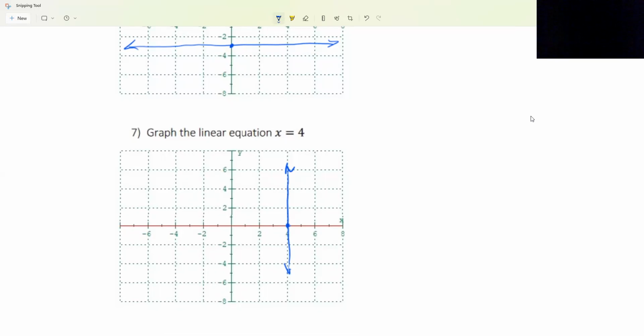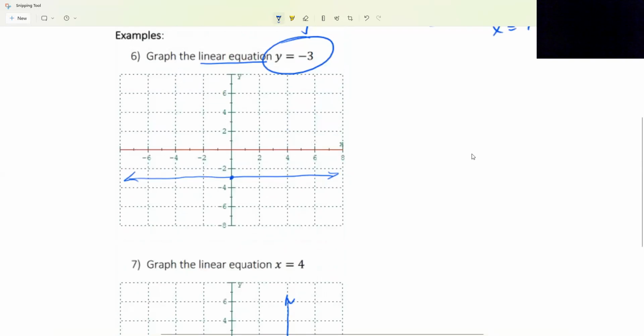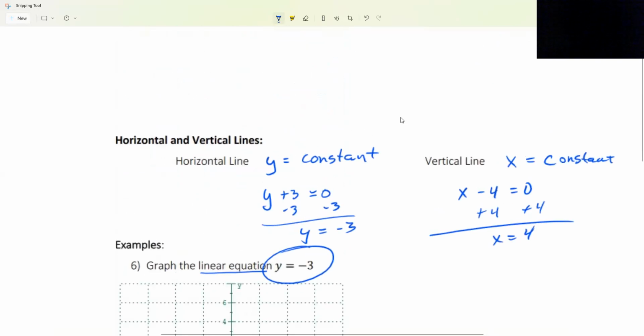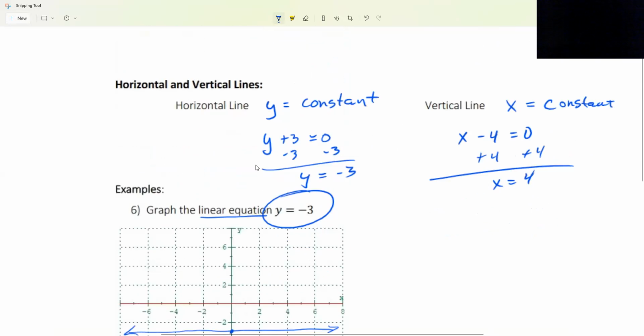So that's all there is to it. The problem usually with horizontal and vertical lines is people get confused. They usually get it backwards. They'll make a vertical line for y is equal to some number, and they'll do the same thing with vertical lines, making some horizontal line instead.